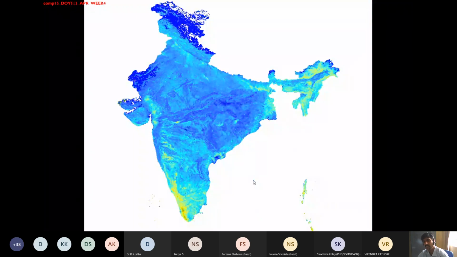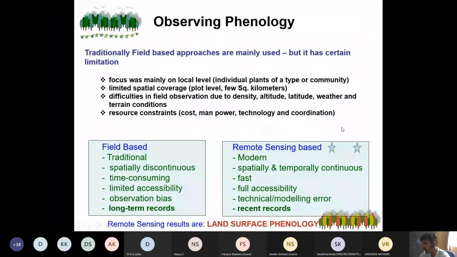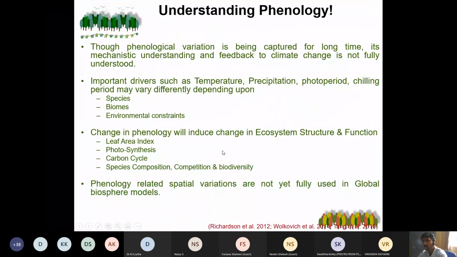So we can convert this information into quantitative things, right? So when we are talking about understanding phenology, what do we mean by understanding phenology? As I told you earlier, there is a pattern, there is a rhythm. Why is the rhythm so? Why is it happening? What is the relationship with the drivers like temperature, precipitation, or the photoperiod, or the chilling period? So it will vary from species to species, biome, or the environmental condition.